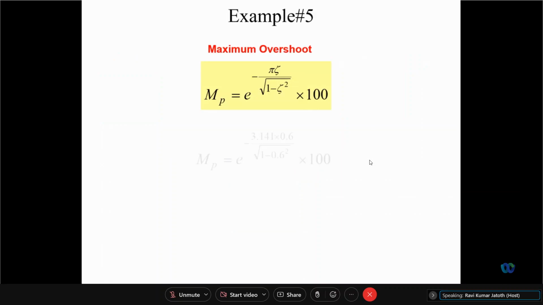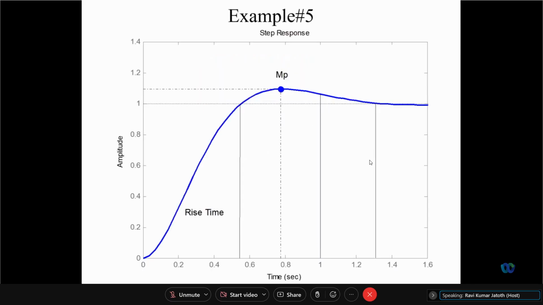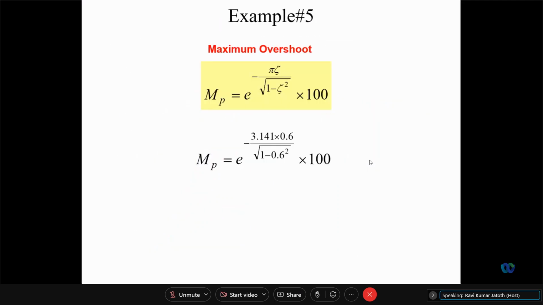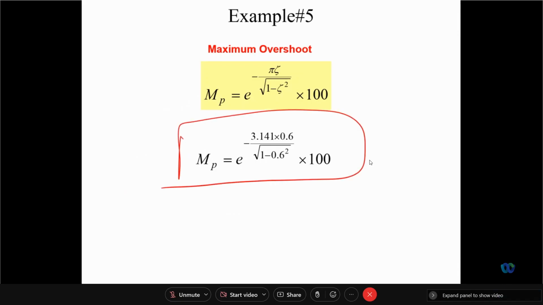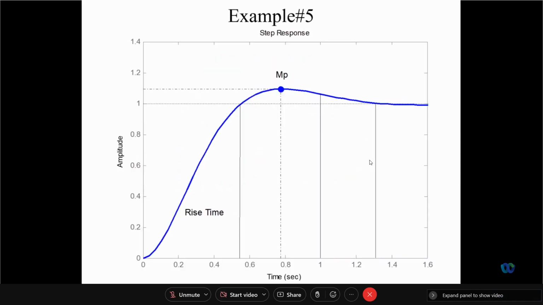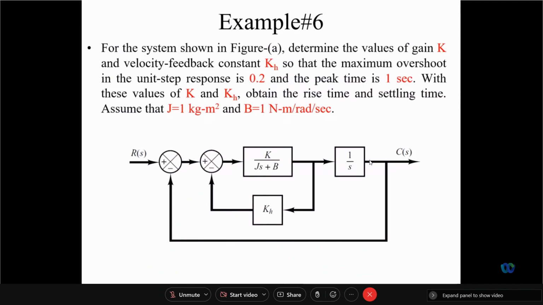The moment you try to find out the maximum overshoot, you are going to get the value in this case. I think it has not been done, but you can finish it on this.